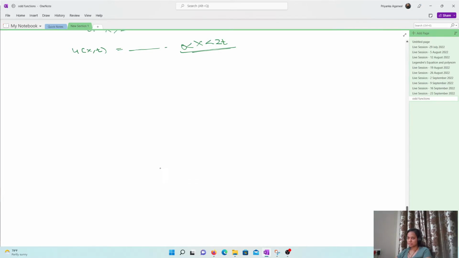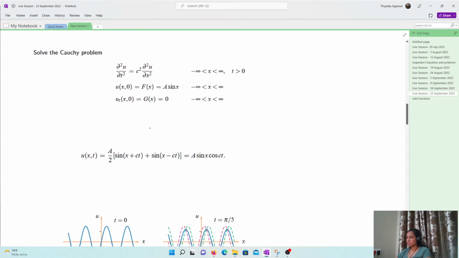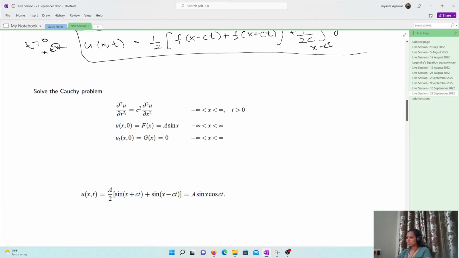For now we will solve another question. So we have to solve this question where it's given that this is the Cauchy problem, where x varies from minus infinity to infinity. Now we no longer lie in the domain where x is greater than 0, and we are given f(x), this function, as a sin x, and g(x) is given to us as 0. Okay, so these are our initial conditions.